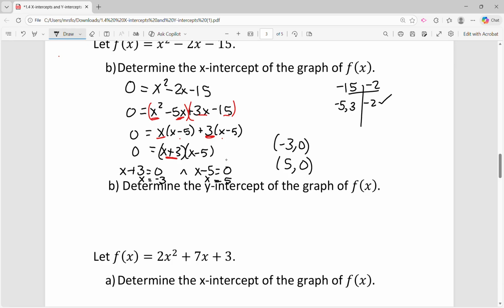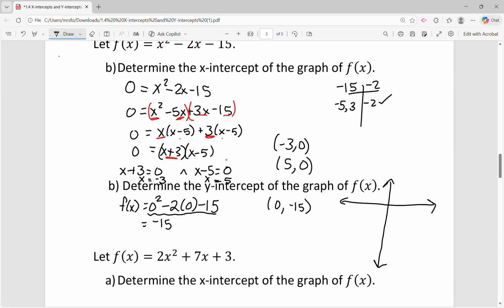Now, the y-intercept. We say, okay, well, f of x is equal to 0 squared minus 2 times 0 minus 15. Because finding a y-intercept means you replace your x's with 0. And then that gives me, when I do the math here, negative 15. So my y-intercept is 0, negative 15.